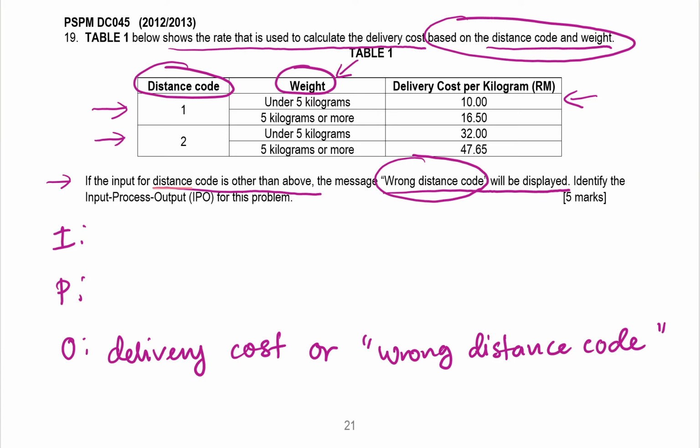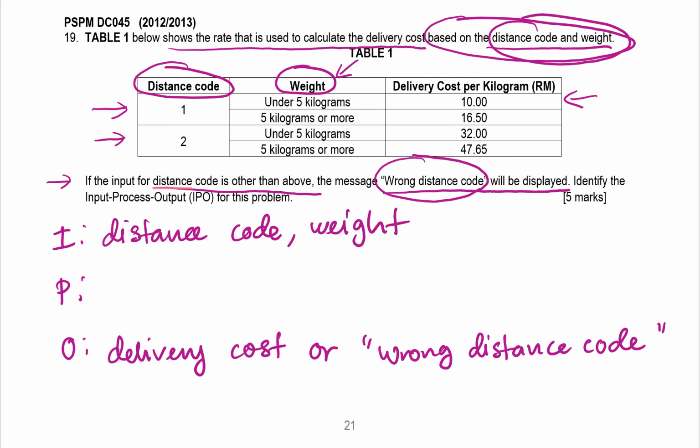Okay, now what is the input? The input of course is distance code and weight. So you just write down distance code, and don't forget to write a comma and weight, separated by comma.